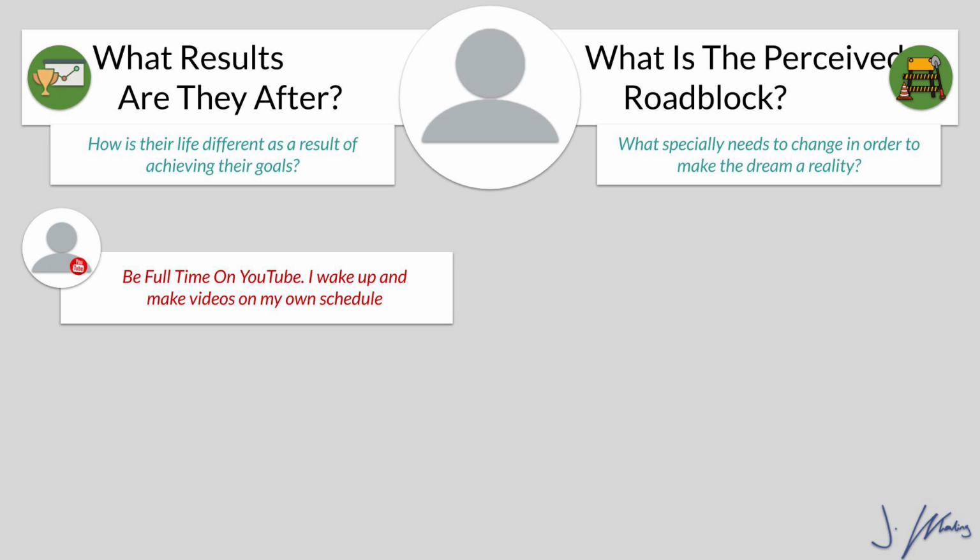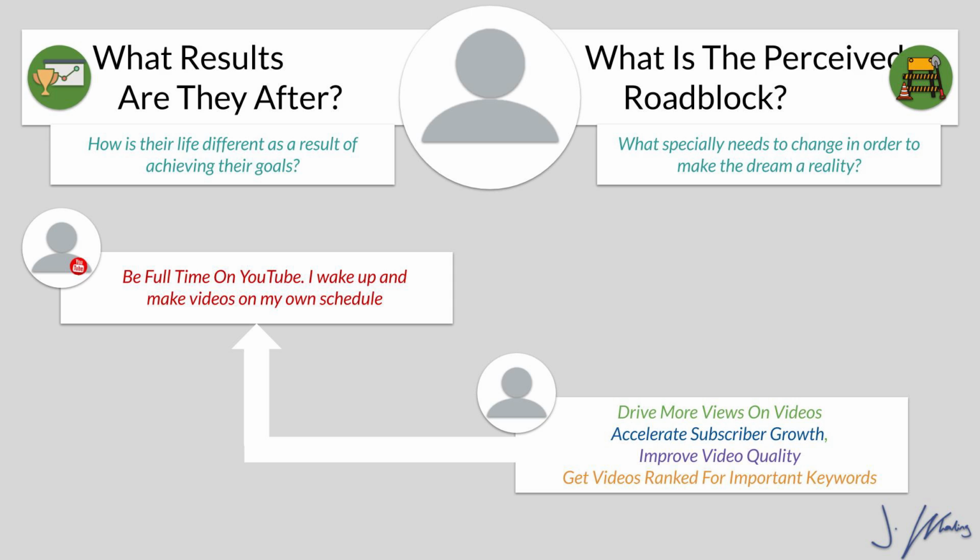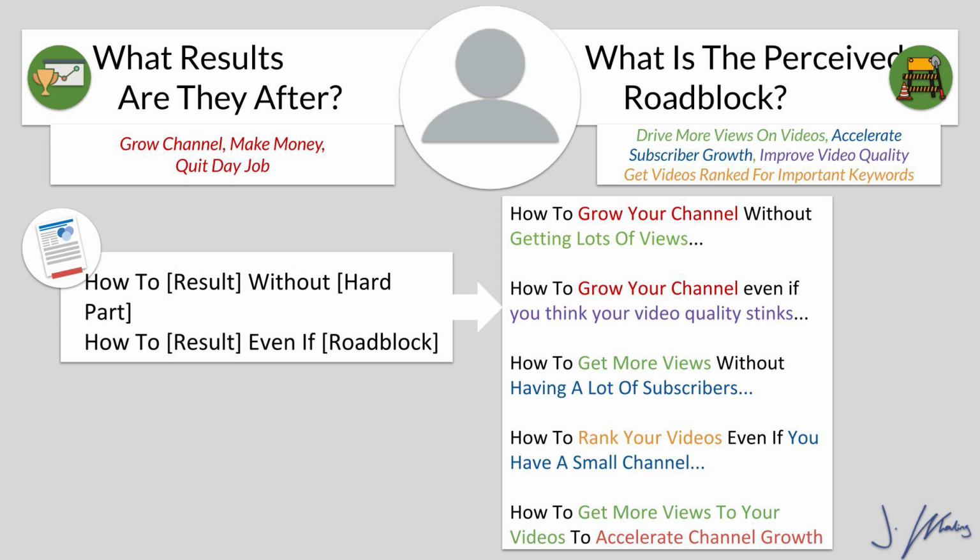So what do they think is getting in the way? Well, they probably think they need more views on their videos. They need their channel growth overall to go faster, so it's not going to take 10 years to get to where they want to go. They want to improve their video quality. They think maybe they're not growing fast enough because their videos aren't up to snuff, right? And then finally, get ranked for important keywords. Now, this next slide here, you can see how we can actually take all of those results and roadblocks and put them directly into our headline formulas.